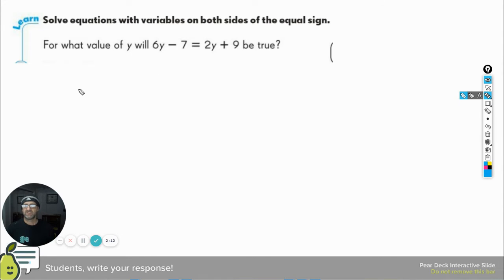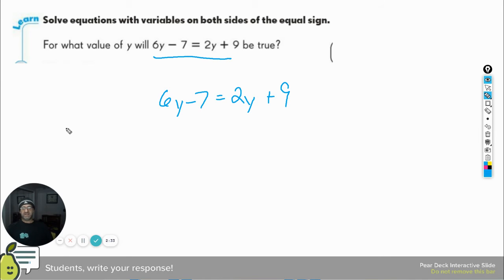In your notebooks, get them out if they're not out yet, because they should be out. Open them up. We're going to pick up where we left off. You need space, and I want you to copy this entire statement: 6y minus 7 equals 2y minus 9. Then each line we work our way down, we are going to make little modifications.